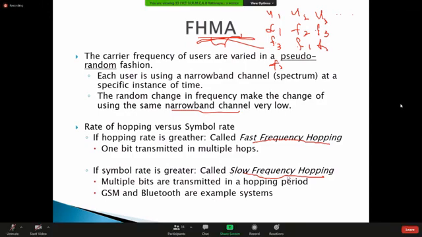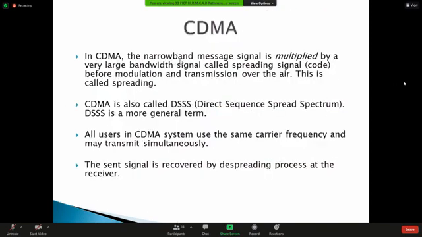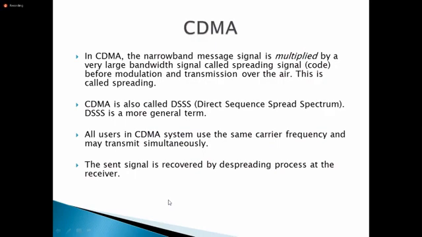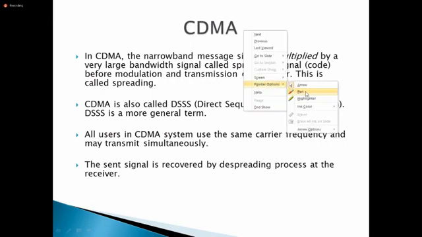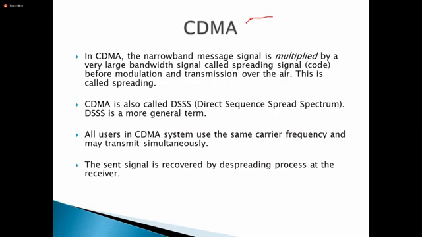For slow frequency hopping, these are the examples: GSM and Bluetooth. Then CDMA. This is very popular. Code division multiple access. It is based on the code division spread spectrum technique, right?